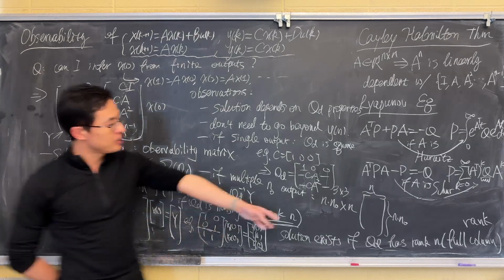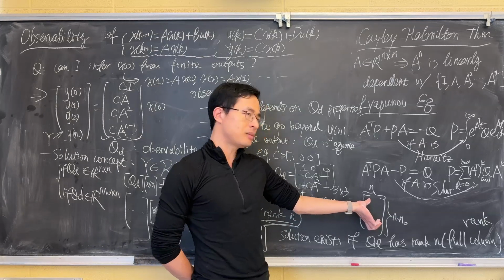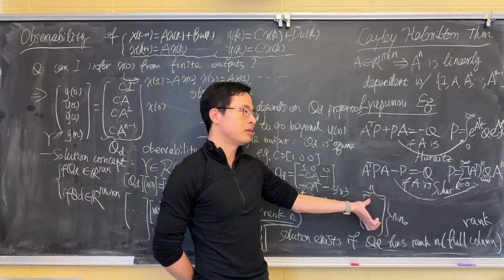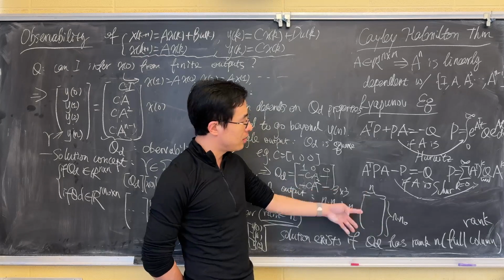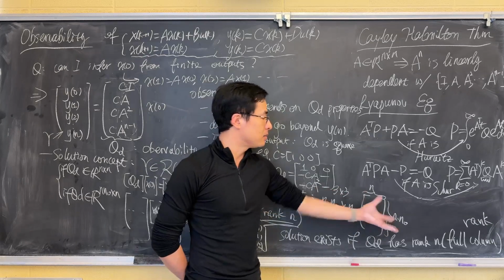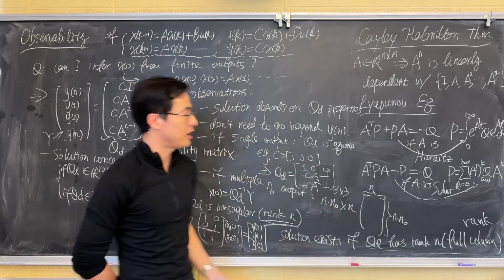Because QD can be potentially a tall matrix, it's impossible for it to be full row rank if it's multiple input actually. You have this many rows, and it's impossible for all of them to be linearly independent if you only have n columns.